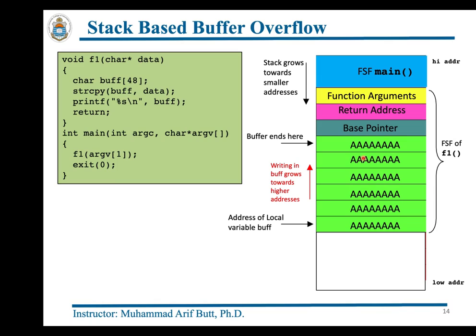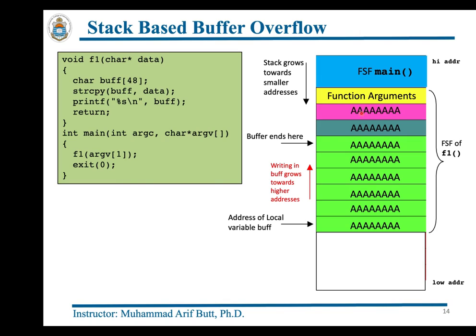My dear students, however, if the user has given more characters or alphabets than 48, then maybe this base pointer gets overwritten by these A's when this strcpy will copy this data to this buffer without taking care of any bounds. And maybe this address overwrites the return address as well, like this. And the return address gets corrupted.